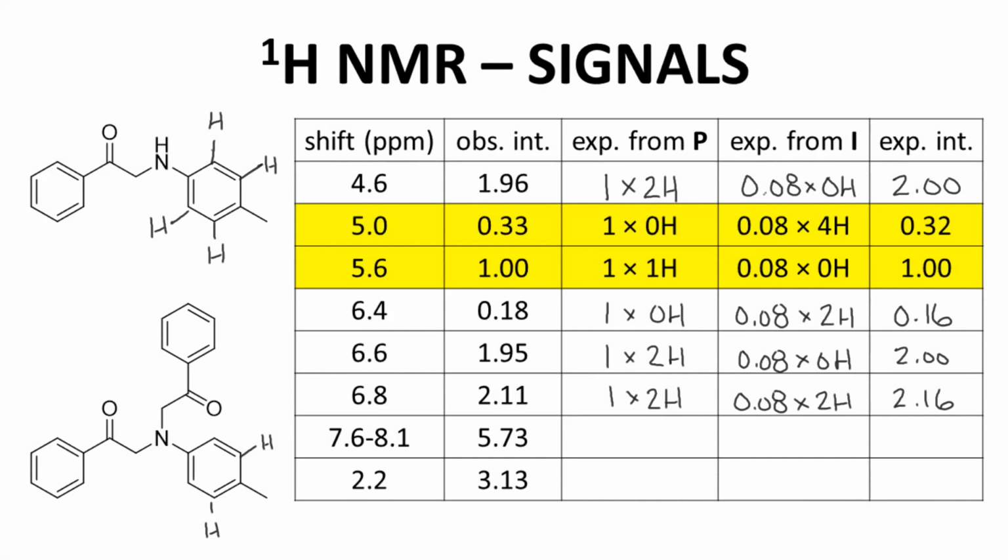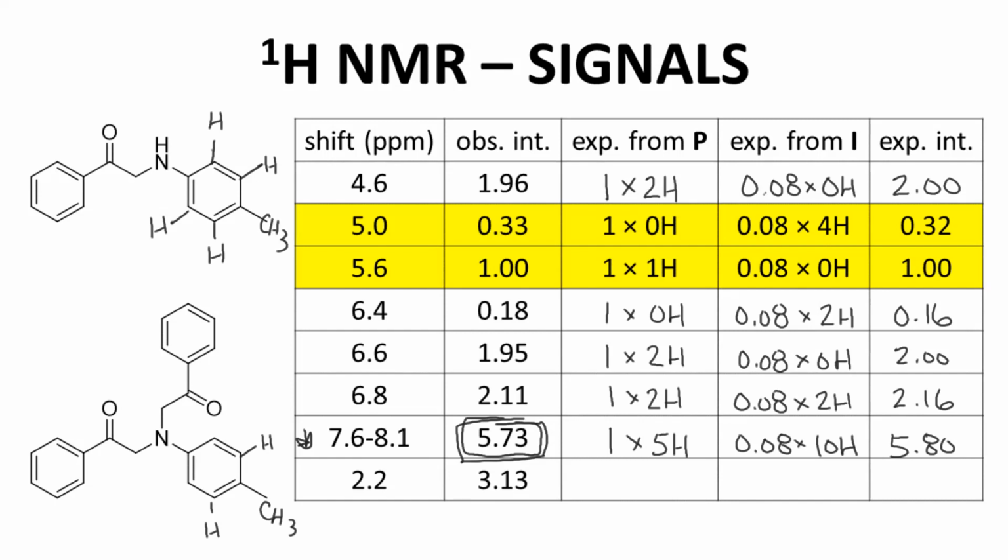Back in our table, here is our chemical shift range and the total integration for all these peaks. The product brings an intensity of 1 for its 5 hydrogens. The impurity brings an intensity of 0.08 for its 10 hydrogens. The total expected integration should be 5.8, very close to the observed total of 5.73. Fantastic. Let's now get the methyl group, the CH3 singlet, at 2.2 ppm.